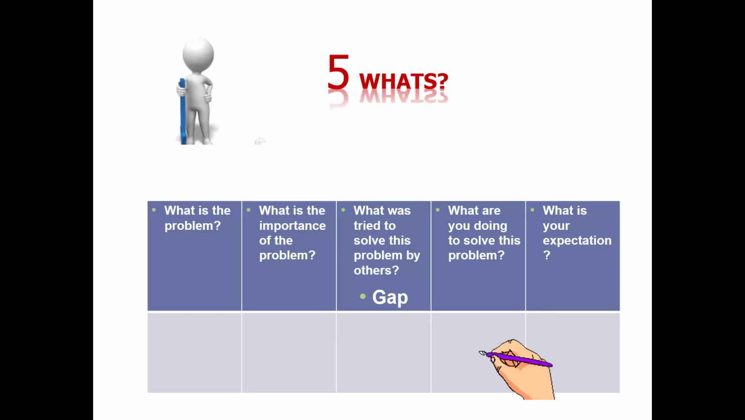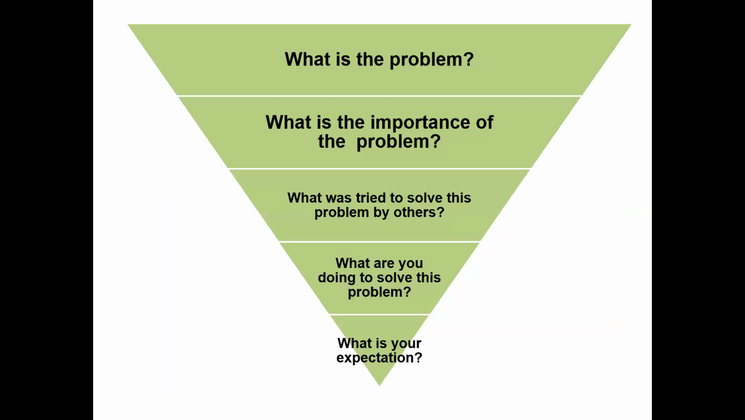The fourth one is, what are you going to do to solve the problem? So you will say, I'm going to do a randomized controlled study, an experimental study, a follow-up study, a multicentric study, etc. And then the fifth one is, what is your expectation in doing this research? So if you cover all these 5 W's in an inverted funnel shape, you will write a very good introduction.